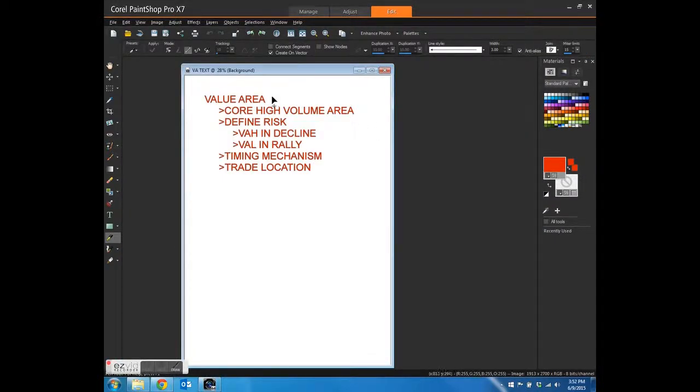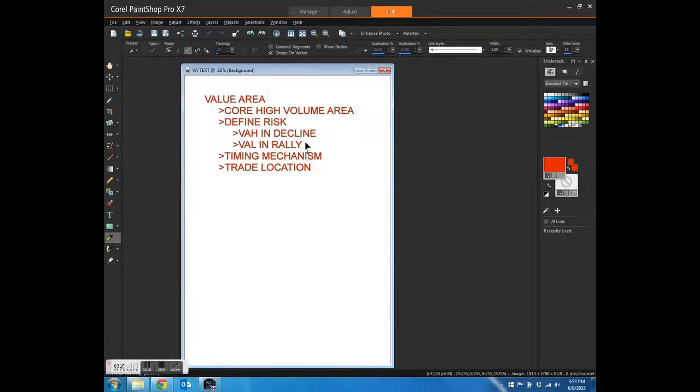So let's review. Value areas are the core high volume zones where buyers and sellers come together most often. They cover roughly 70% of the volume around the mean. They help us define risk. In a declining market, we use the value area high to trail stops and define risk. And in a rising market, we use the value area low to do the same.